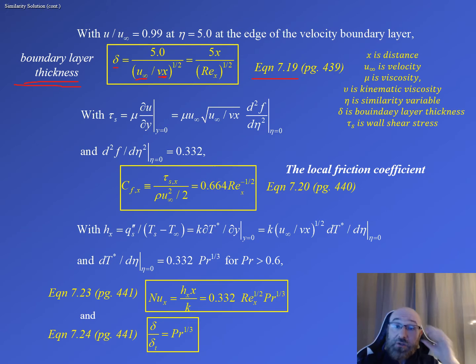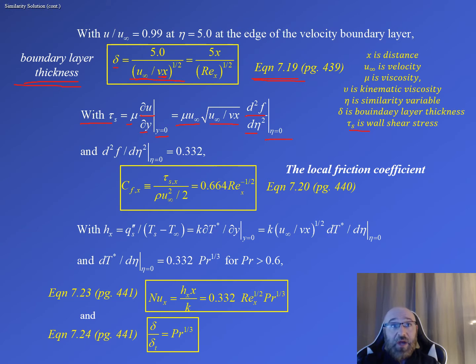In addition, we can also find a relationship for our wall shear stress, our tau sub s. This is given in the textbook as well, in the same section as your equation 7.19 and your equation 7.15. So we have our mu times our partial of u with respect to y, evaluated when y is equal to 0, is equal to our mu times our u sub infinity times the square root of the same relationship that we see up here, our u infinity over our nu x, times our second order ordinary differential equation, d squared f over d eta squared, evaluated when eta is equal to 0.